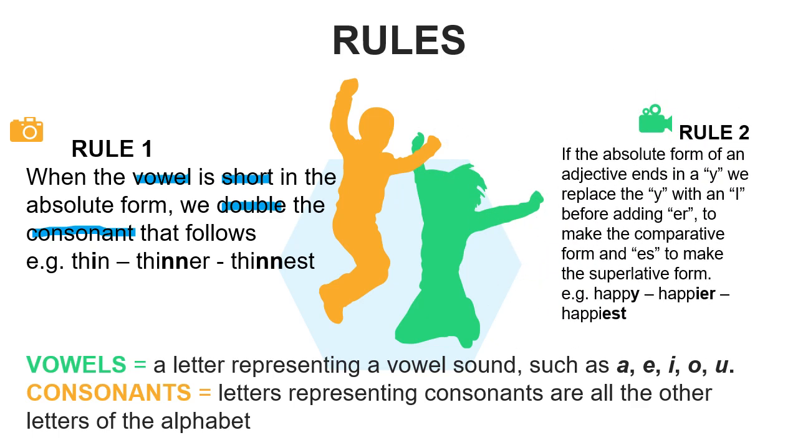Rule number 2. If the absolute form of an adjective ends in a Y, we replace the Y, so you take the Y away, with an I before adding ER to make the comparative form and EST to make the superlative form. Happy, happier, and happiest.